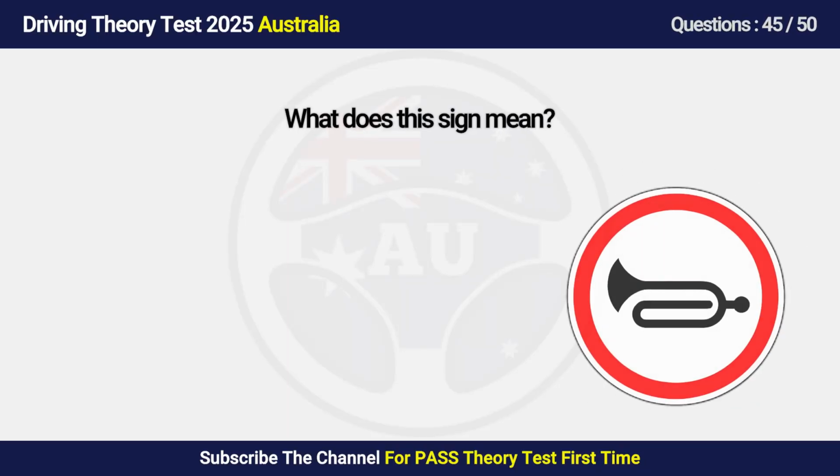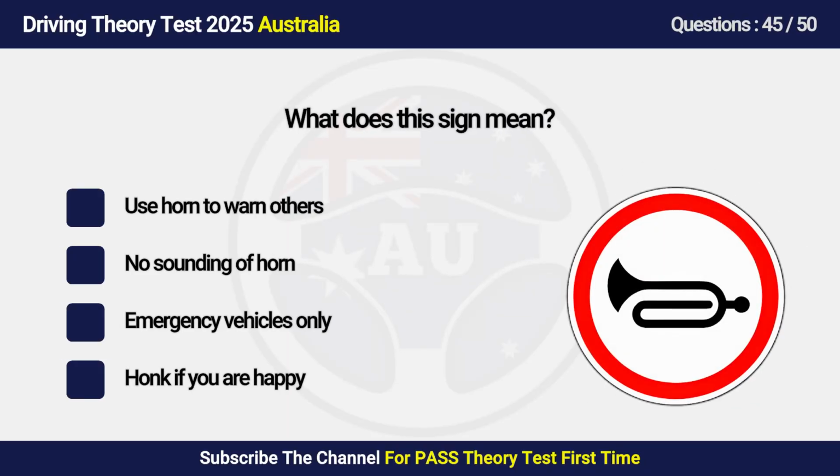Question 45. What does this sign mean? A. Use horn to warn others. B. No sounding of horn. C. Emergency vehicles only. D. Honk if you are happy.